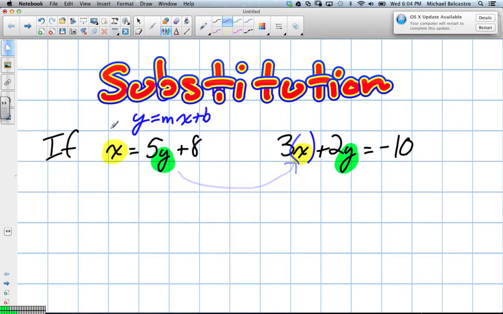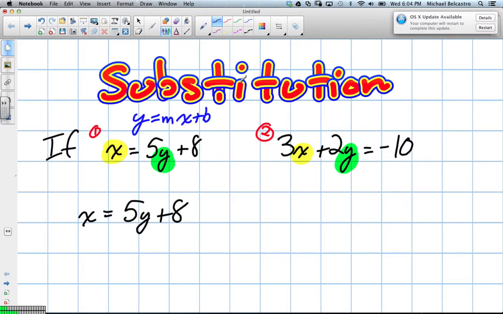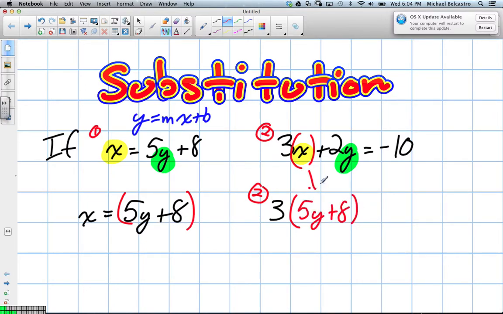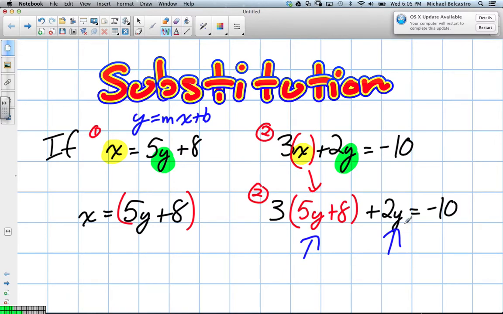So we're going to go about doing that. We have equation 1 and equation 2. So we have x is equal to 5y plus 8. And we know x is equal to that, so what I'm going to do is put little brackets around it. We're going to take equation 2, and we're going to replace the x. So we have 3 times, here we have 5y plus 8. And that's exactly what we had over here. So we replaced x with that value, plus 2y equals -10. Now there's only one variable left. What variable is left? There's only a y left. So now we can solve for this, right? There's only one equation, kind of, with a variable.